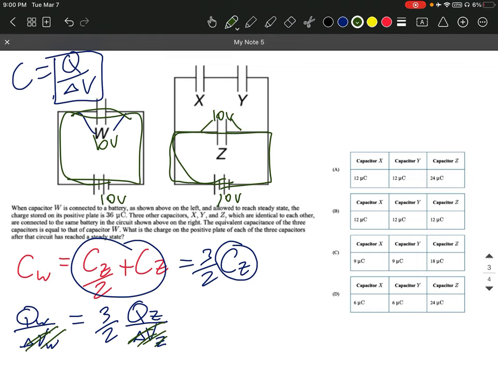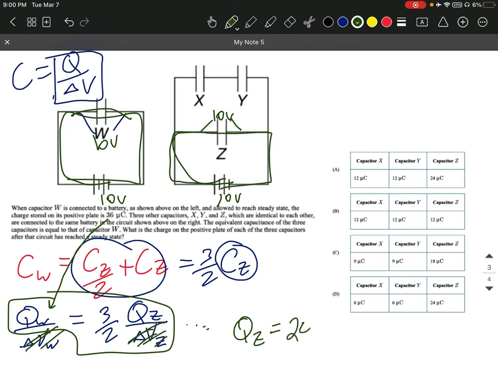I've got a pretty small, nice equation now whereby I can punch in that 36 microcoulombs because that's a given value. And when you plug that 36 microcoulombs in, you will get that QZ is 24 microcoulombs. That leaves only two possibilities, and there's one quick thing I'm going to do to eliminate option D. How can I eliminate option D? It's pretty simple.